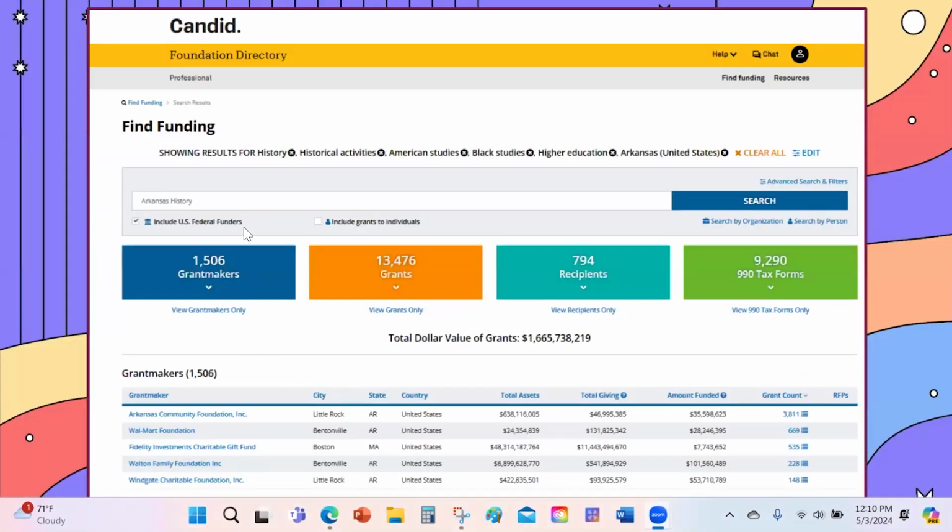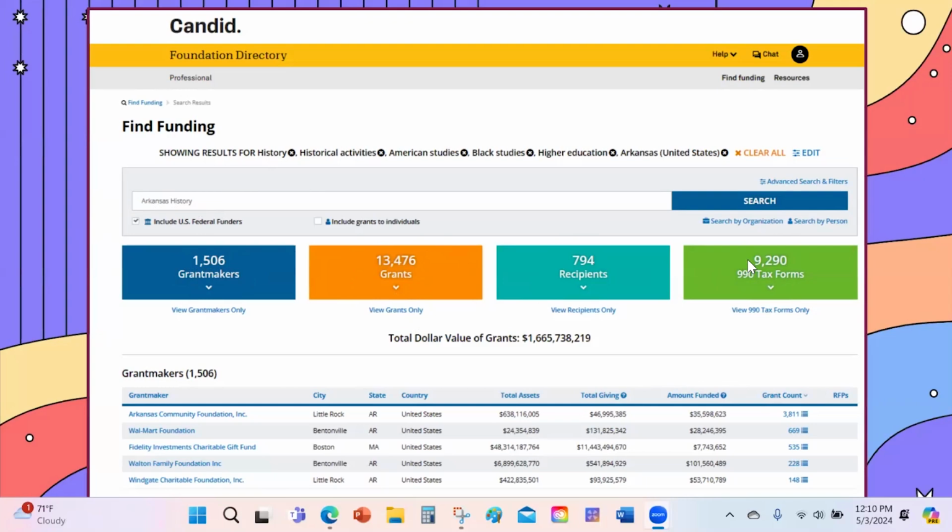Okay, so this is what a foundation funding or a proposal funding search looks like. We put in our topic, I put in Arkansas history, and it's going to do searching over the last couple of years, what grants have been given that have been tagged Arkansas history. So you can see roughly we have 1,500 different grant makers who have participated in funding under something related to Arkansas history, roughly 13,000 grants, almost 800 recipients.